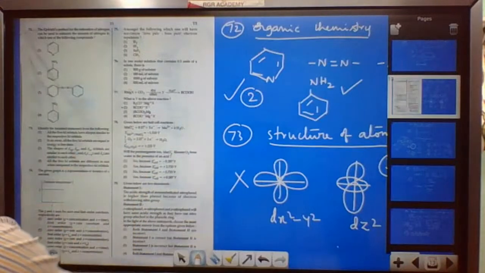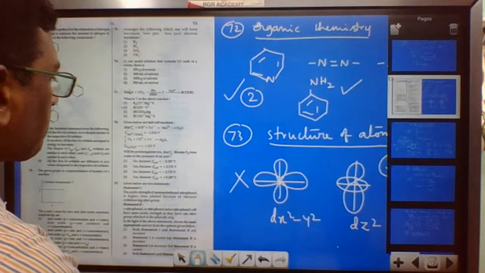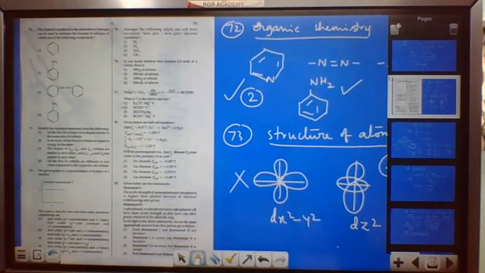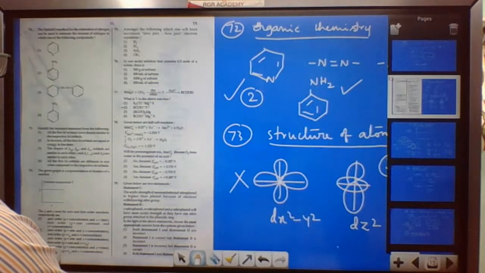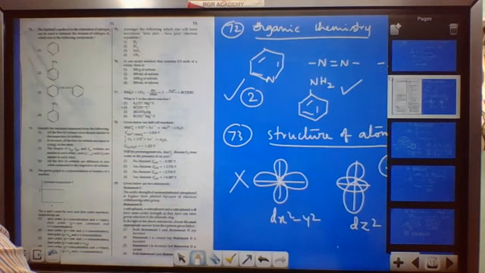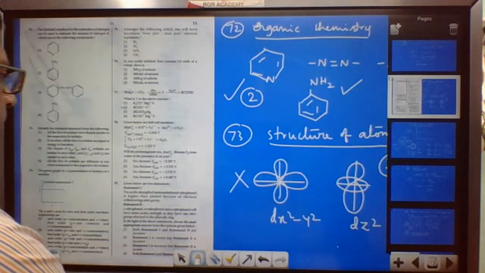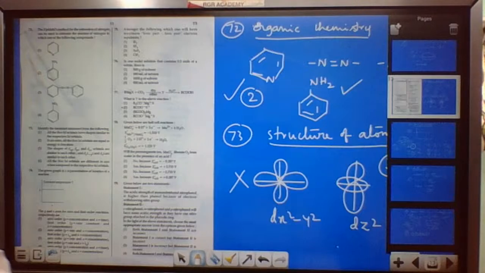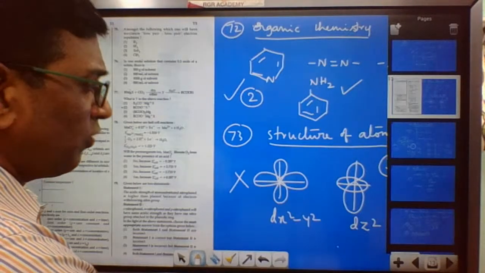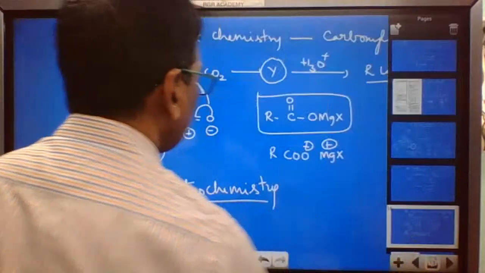They gave MnO4 minus plus 8 H plus plus 5 electrons gives rise to Mn2 plus plus 4 H2O. They gave E0 for Mn2 plus bar MnO4 minus. It's a reduction potential. And again they gave half O2 plus 2H plus plus 2 electrons gives rise to H2O. It is also again a reduction potential. If they give reduction potentials, if you set up a cell, what will be the formula?